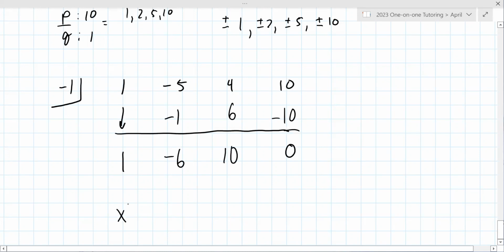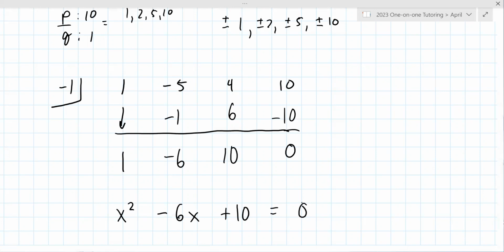So the power here is that this was a cubic. Now it's a quadratic. You can solve this always. You can always solve a quadratic.